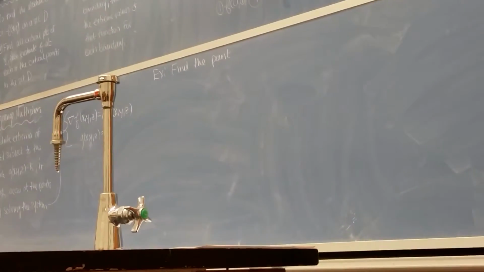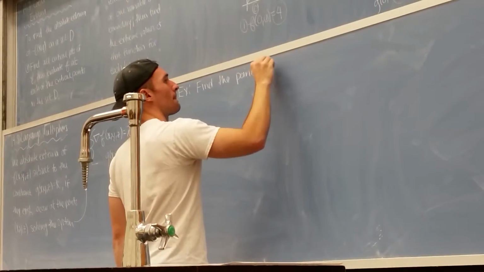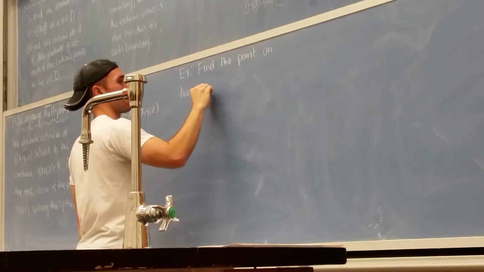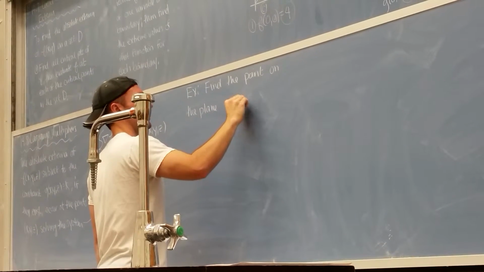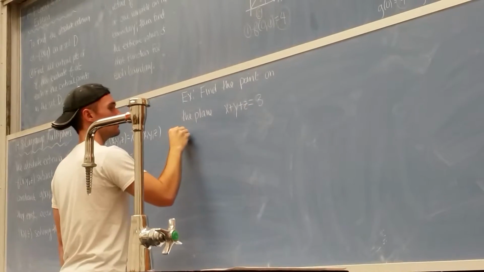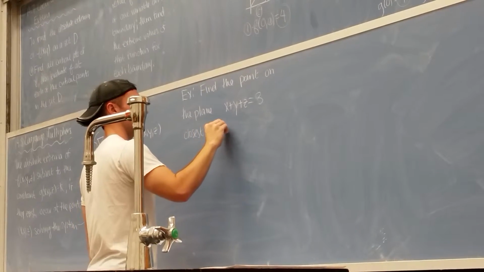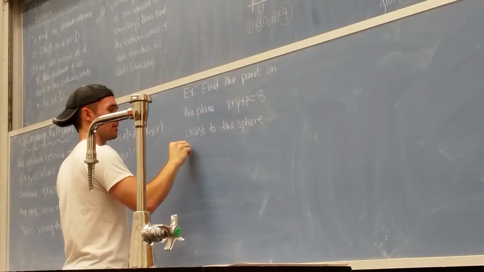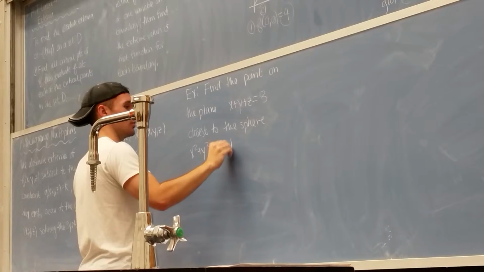Like this one, for instance, let's find the point on the plane, let's say x plus y plus z equals 3, closest to the sphere, x squared plus y squared plus z squared is 1.